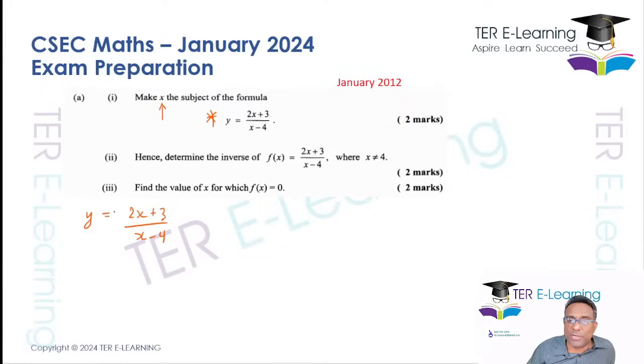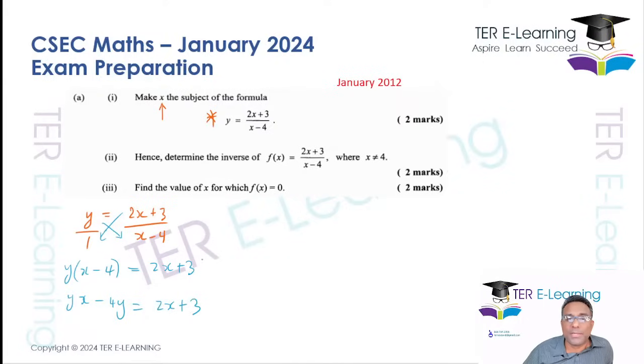Some students struggle when trying to do something like this. So what I would do is first write the left-hand side as y over 1. The reason I'm doing that is so that you can recognize that you could cross-multiply here. That's what you want to do. So in this case, this is going to be y multiplied by x minus 4 is equal to 2x plus 3. Then I'm going to remove the brackets on the left-hand side, so you end up with yx minus 4y is equal to 2x plus 3.